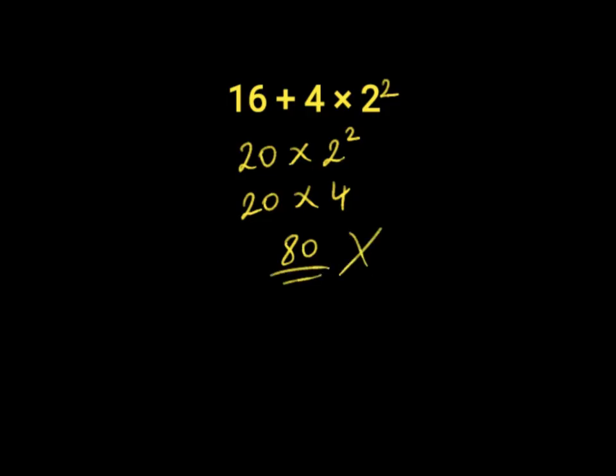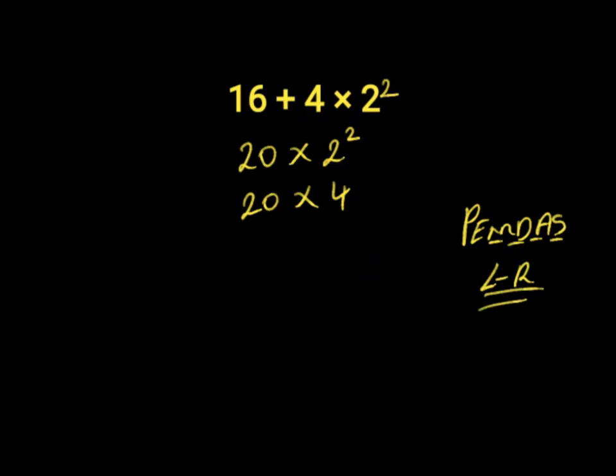80 is wrong because we did not work with the order of operation, which is PEMDAS. In PEMDAS, we have parentheses, exponents, multiplication, division, addition, and subtraction. Multiplication and division have equal priorities, as do addition and subtraction, working from your left to your right in order to arrive at a correct answer. Let us solve the right answer to this question.